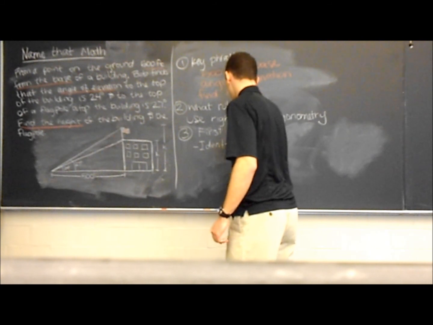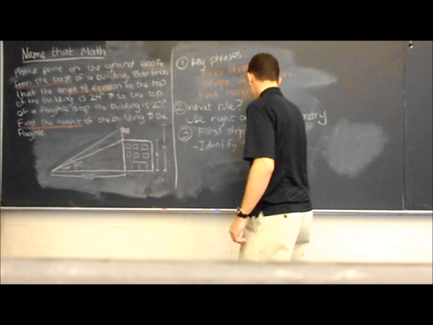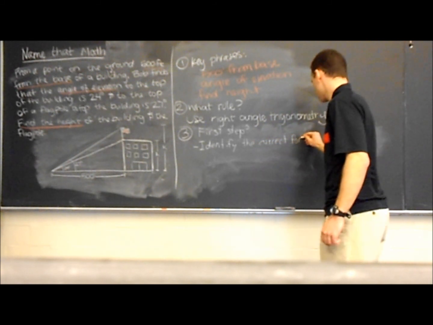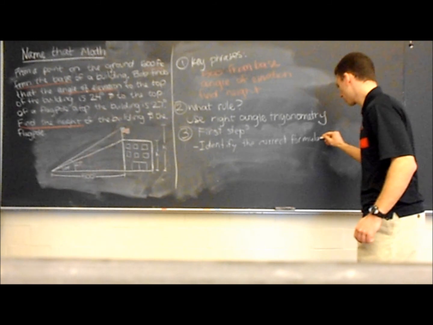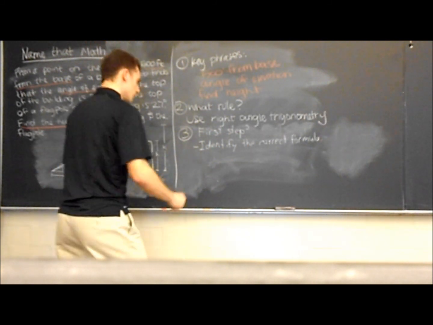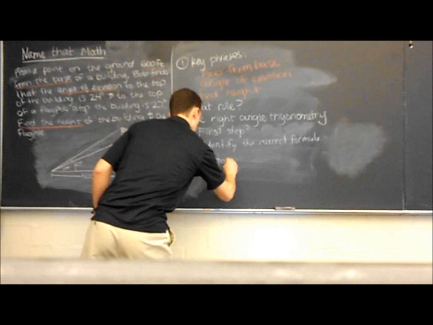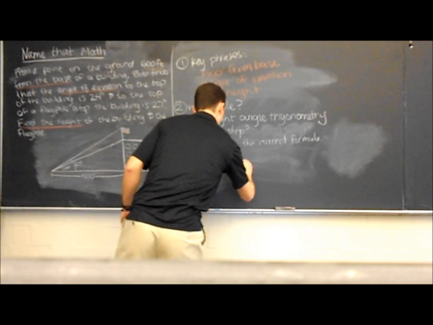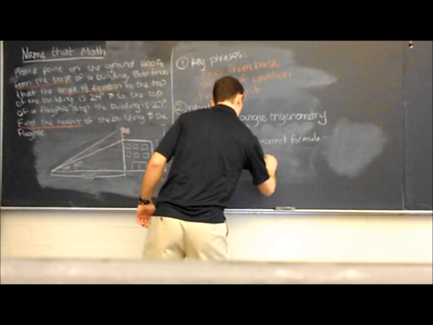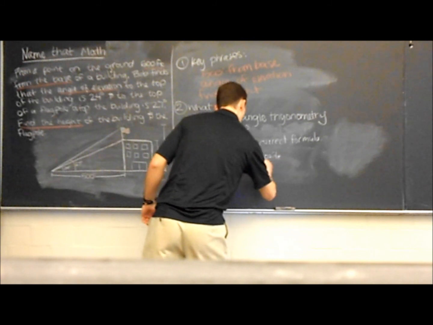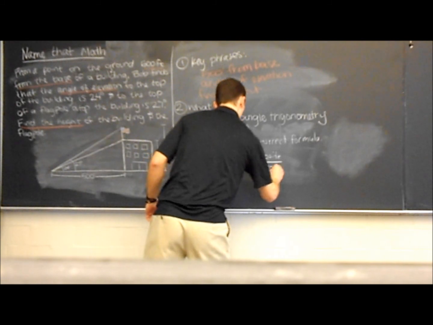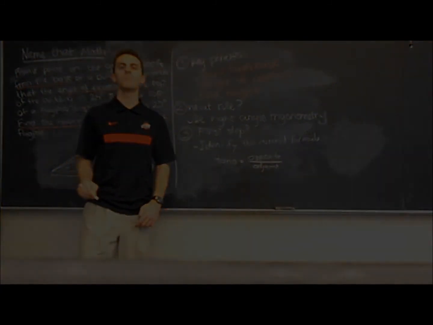So the first step is to identify the correct formula. And again, what's that formula going to be? Tangent is opposite, so h or k over 500 adjacent. So the tangent is going to be opposite over adjacent. And that's going to be our formula.